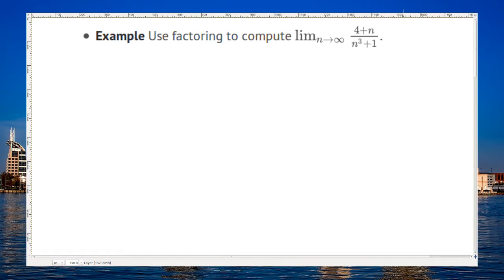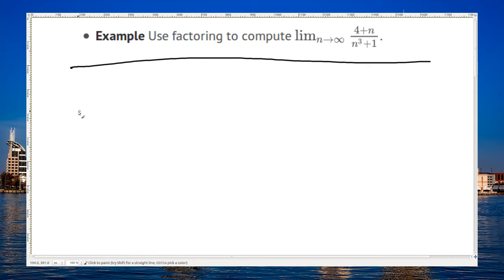Here's an example that says use factoring to compute the limit as n goes to infinity of that fraction. And so what I will do is the best function to pick, as I said earlier, is just replace all of your n's with x's. All I want to know is what's the limit of (4 + x) over (x cubed + 1). This is the exact same thing as the sequence we're talking about here, but now we've extended it to all real numbers. And the only reason we do that is so that we could use our old tricks, okay? And one of our old tricks is factoring.